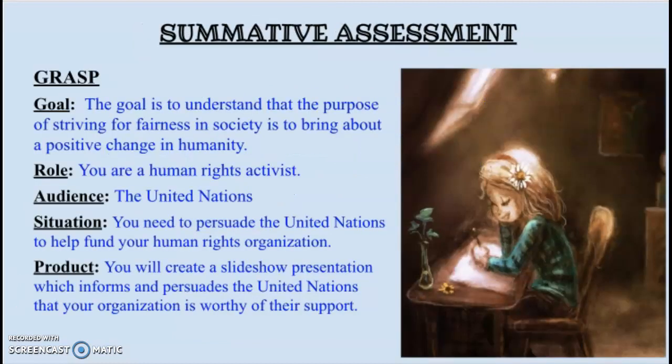Here's a review of the GRASP, or the goal, role, audience, situation, and product. The goal includes the statement of inquiry. Remember that your role is you are a human rights activist. Your audience is the United Nations, and the situation is you need to persuade the United Nations to help fund your human rights organization. And the product you will create is a slideshow presentation which informs and persuades the United Nations that your organization is worthy of their support.